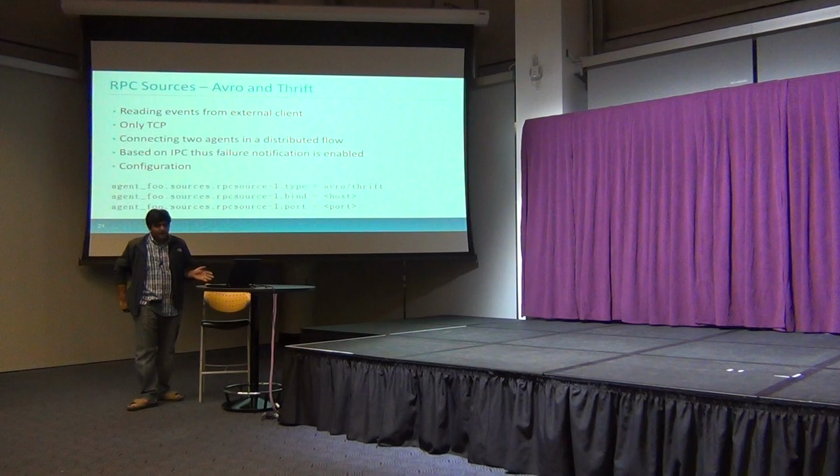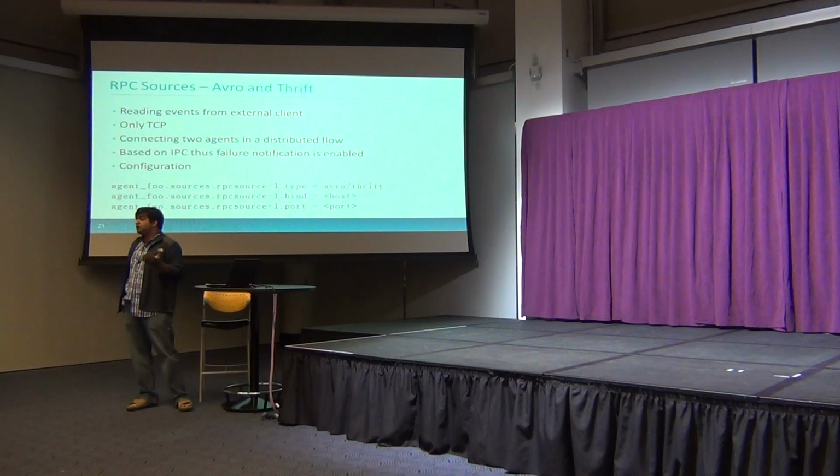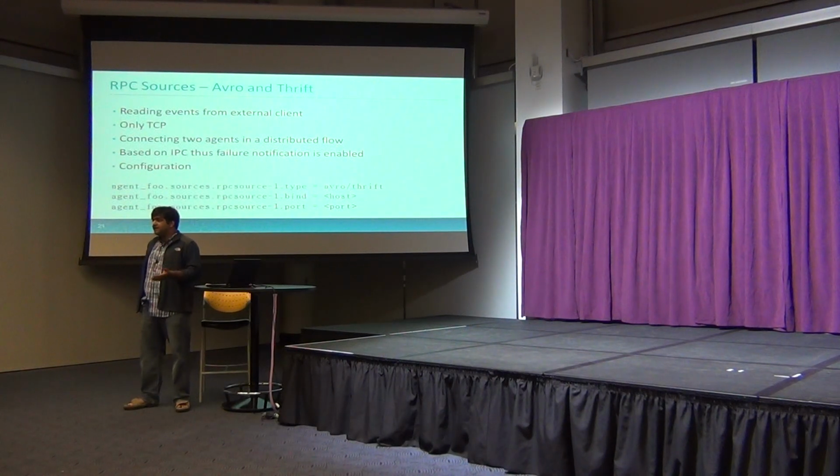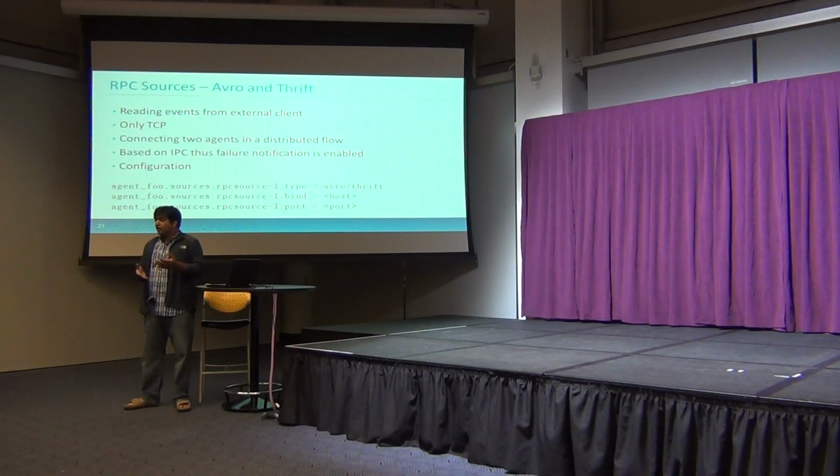Uses only TCP and it's basically an IPC source. So if the previous node sends a bunch of events which it cannot write to its channel for whatever reason, it will return failure. The previous agent will know that it couldn't write the data. The previous agent could actually be just your own application with an RPC client trying to write the data.